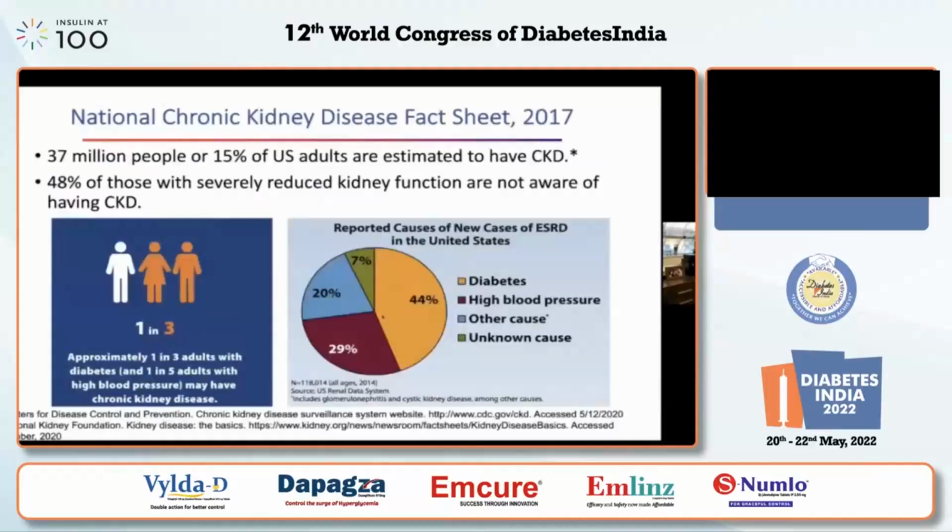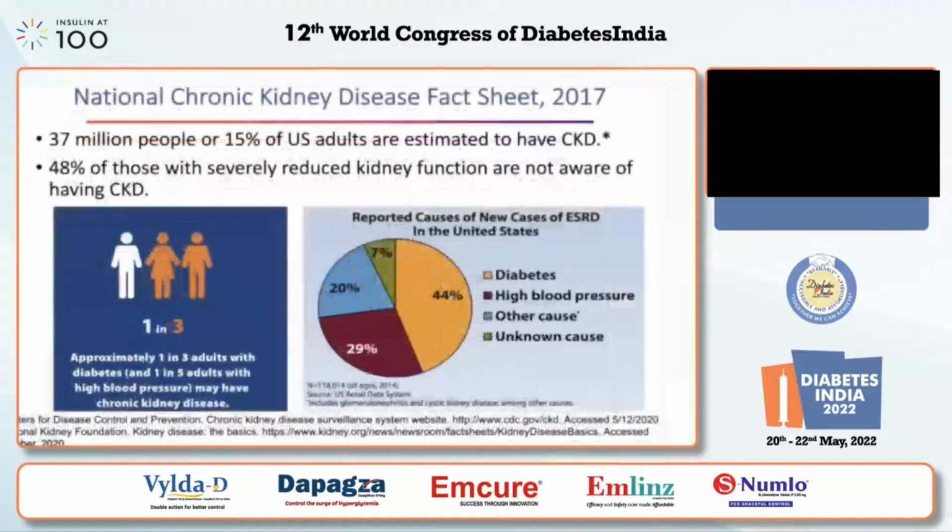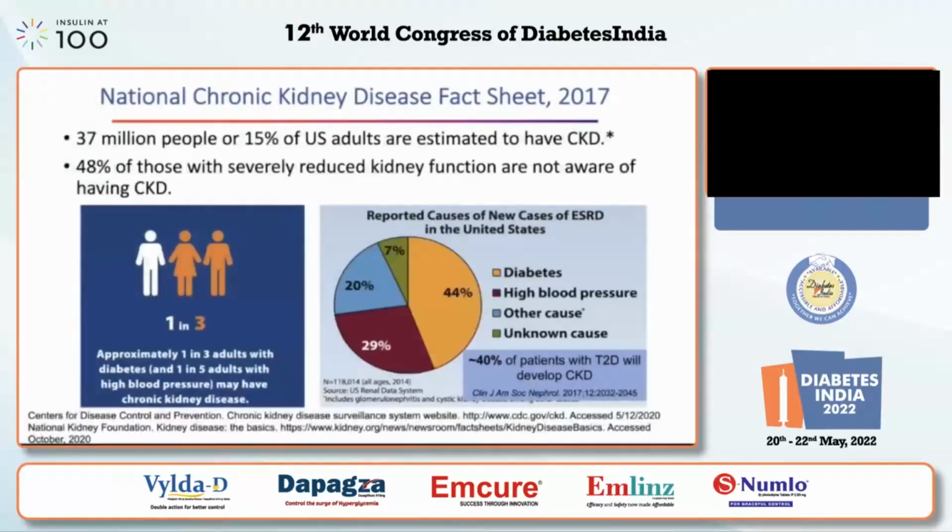So in the United States, there are about 37 million people, or 15% of the US adult population, estimated to have chronic kidney disease. 48% of those with severely reduced kidney function, unfortunately, are not aware of having diabetic kidney disease. 1 out of 3 adults with diabetes, so about 30 to 40% of adults, will develop chronic kidney disease.